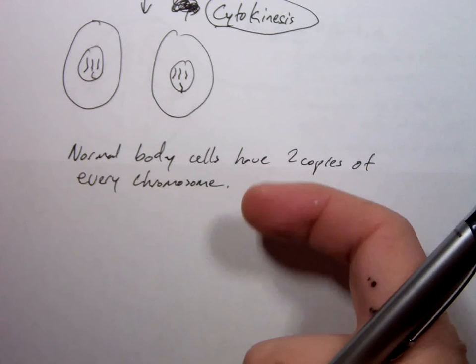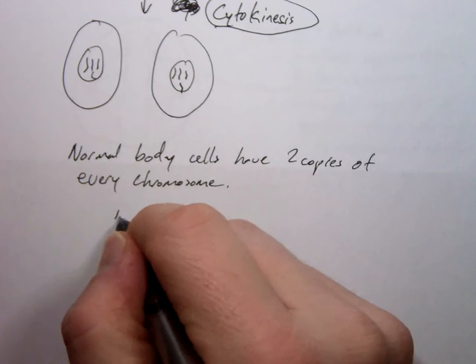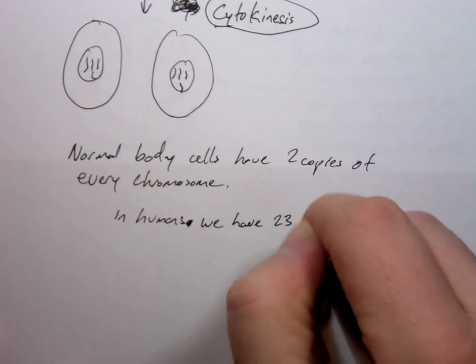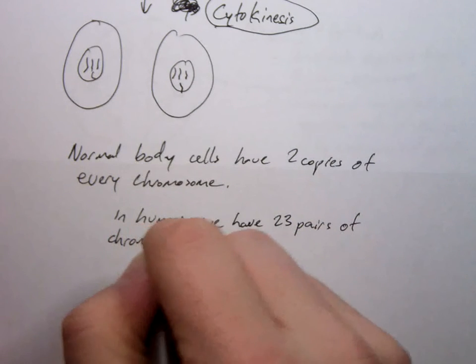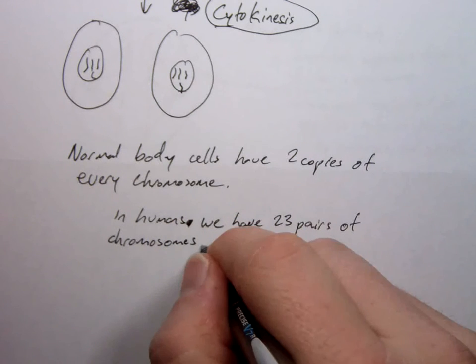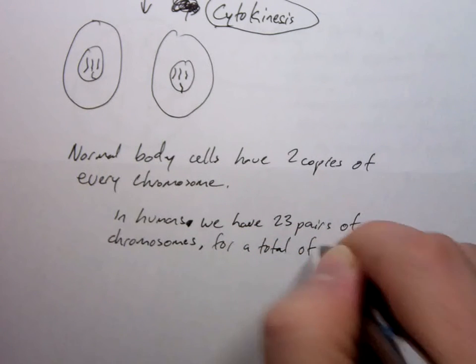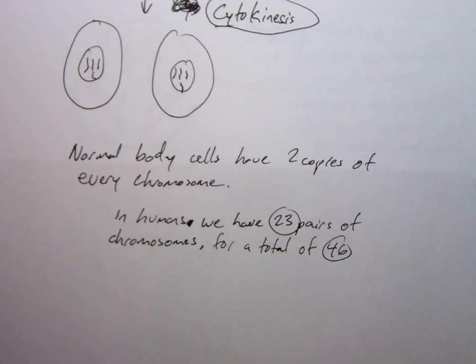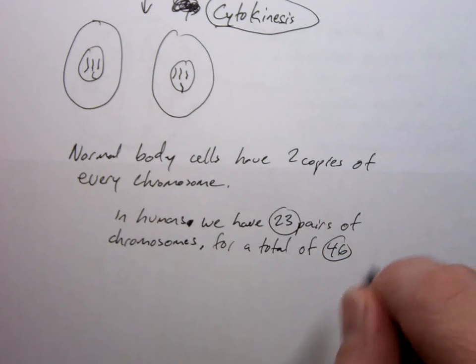Humans, we have 46 chromosomes. In humans, we have 23 pairs of chromosomes. A total of how many? 46. We have 46 chromosomes in our cells. And what a chromosome is, if we take all the DNA that we have in our cells, it's basically cut up into 46 different pieces, 23 pairs of those pieces, because some of them code for some stuff, some are longer, some are shorter than others. If it's all one big strand, it's hard to read, so it's divided up into smaller pieces for a total of 46.